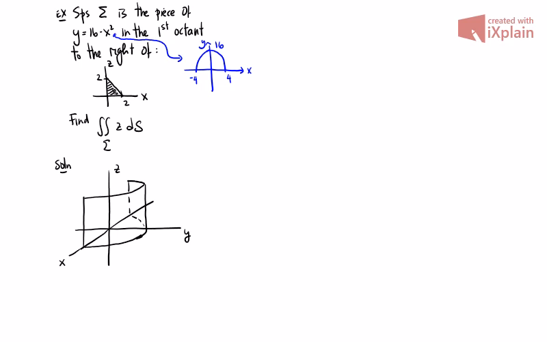So this is y equals 16 minus x squared. We're looking at the piece of that which is in the first octant to the right of this little triangle that we drew. So this little triangle, I'm going to draw in red down here. This is in the xz plane, the little triangle that's right here.